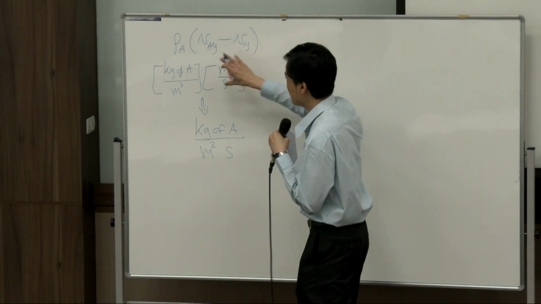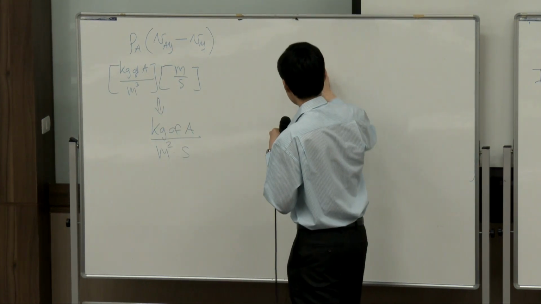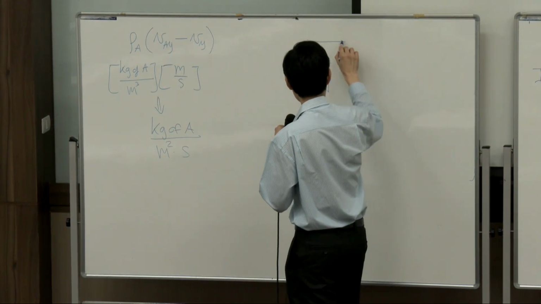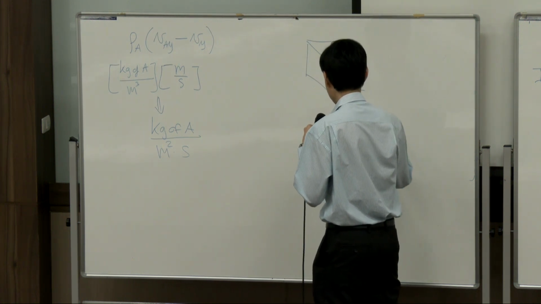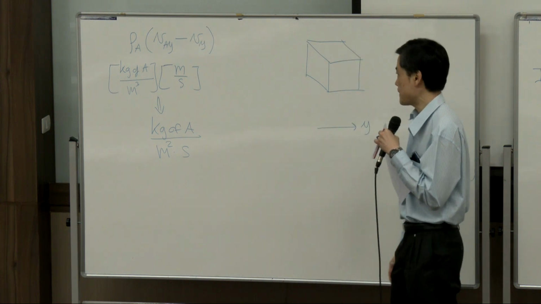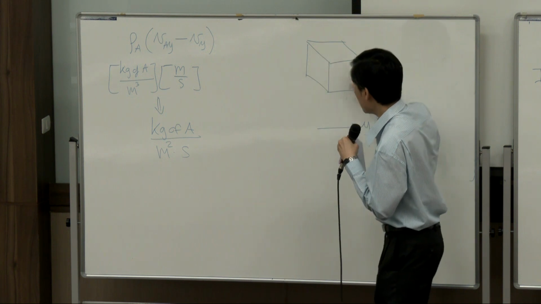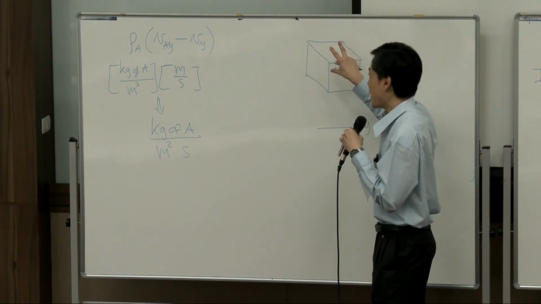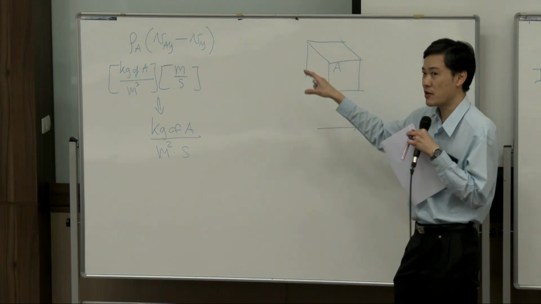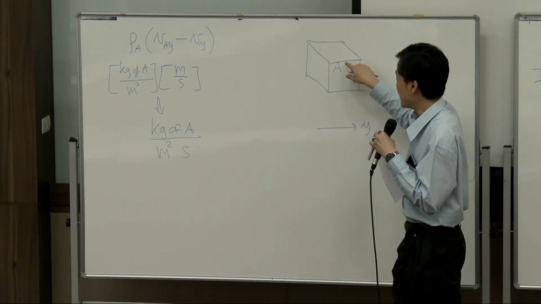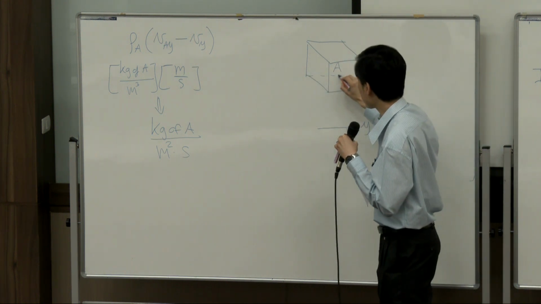You have to realize this. Kilogram of A per cubic meter, if I draw a cube, and if this is the y direction, means within this cube, how much A we have. Okay, just take A, measure its mass, and divide it by the total volume. All right?